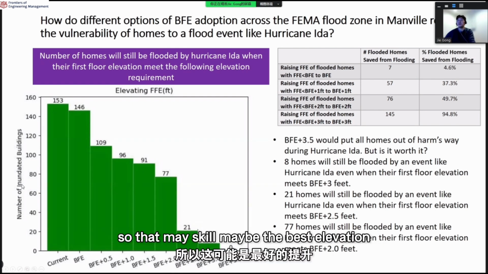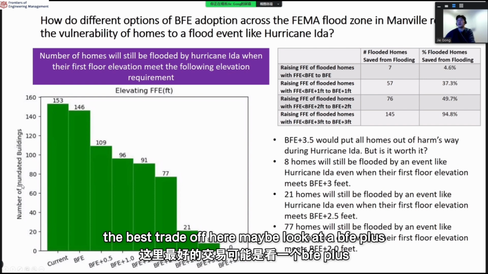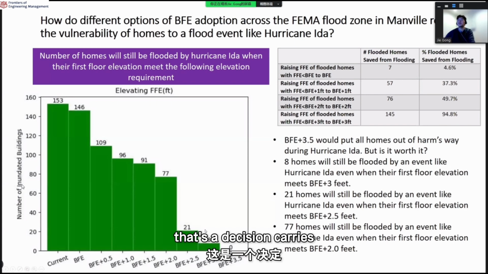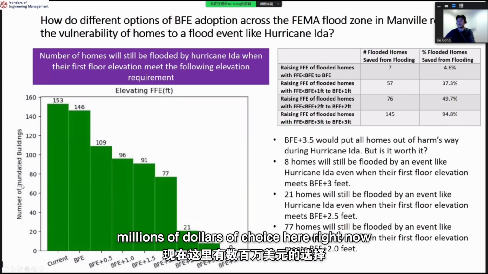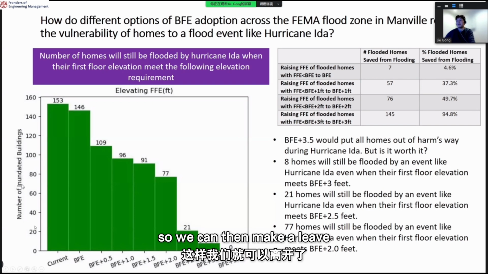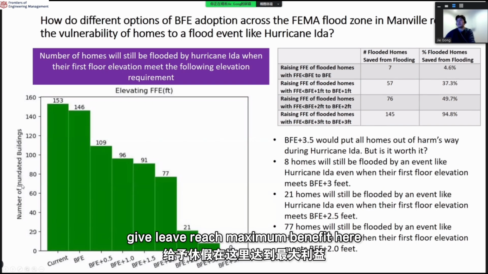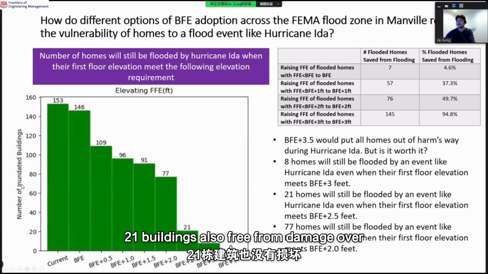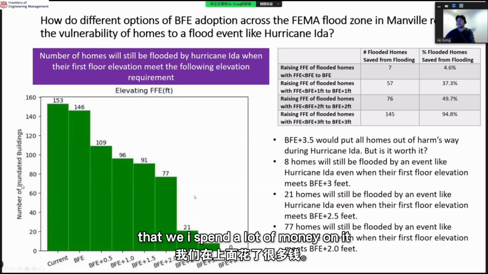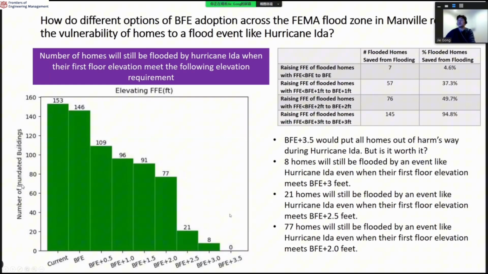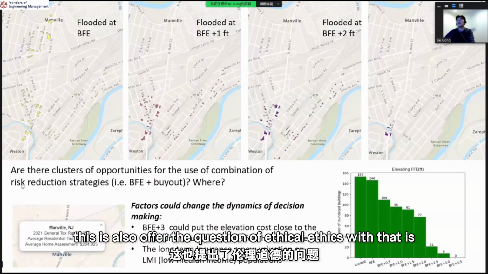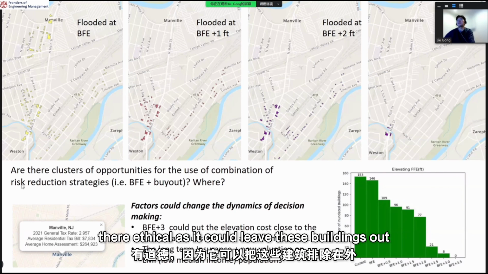So that may be the best elevation, the best trade-off here. Maybe look at a BFE plus 2, base flood elevation plus 2 feet. That's a decision that carries millions of dollars of choice, right? Now, we can reach a maximum benefit here without spending a lot of money on investment to get these 21 buildings also free from damage. But this also opens the question of ethics, right? Is it ethical to leave these buildings out?